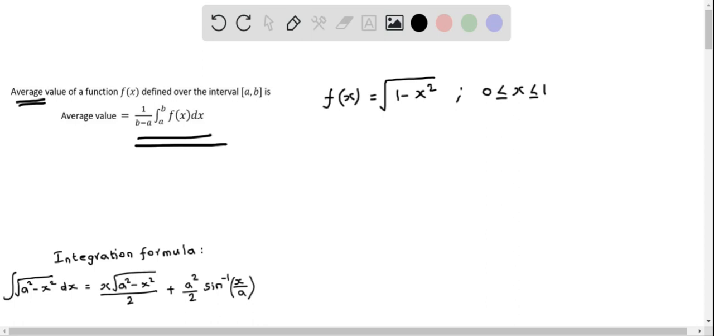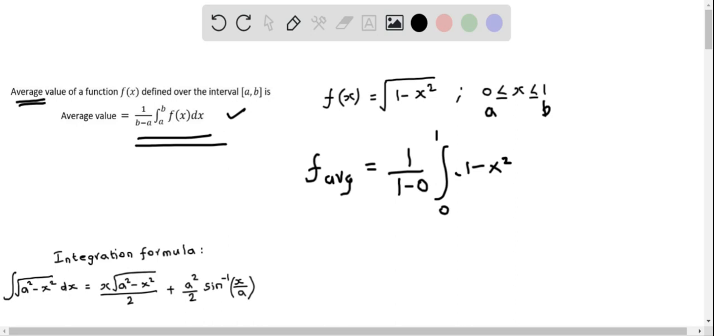So let's utilize this definition to determine the average value of this function. Let me write f average for the average value of the function f of x. According to this definition, it equals 1 over b minus a. Let's identify a and b. A is 0 and b is 1. So b minus a is 1 minus 0, from the integral from a to b, that is 0 to 1, and then f of x.